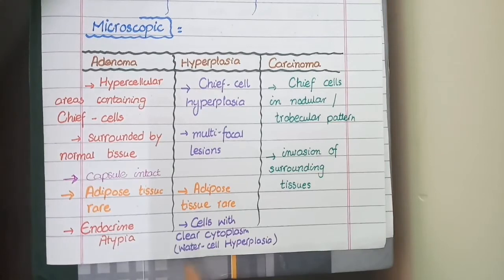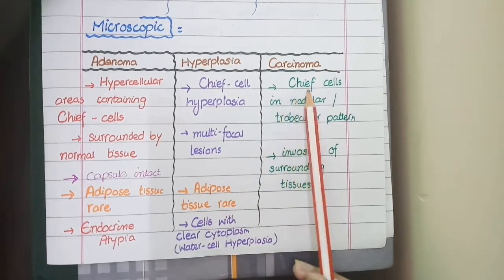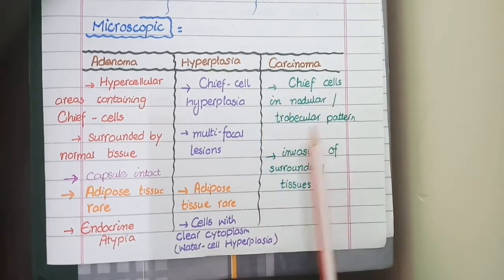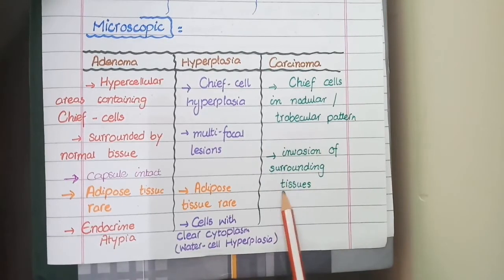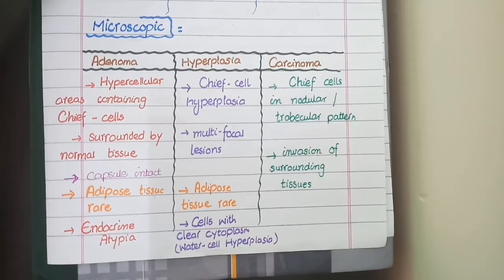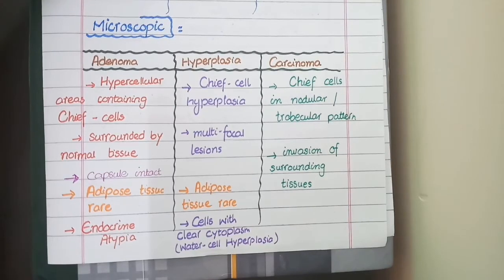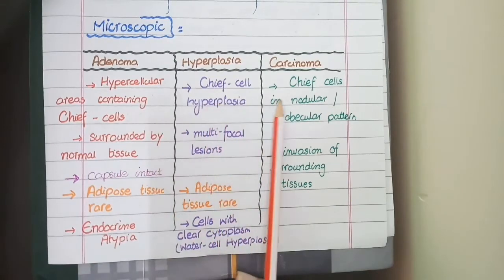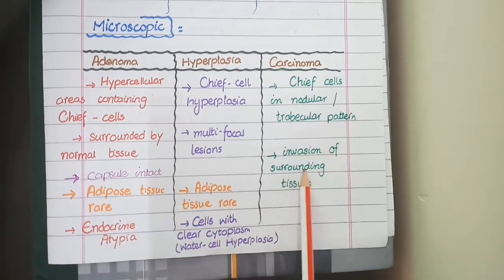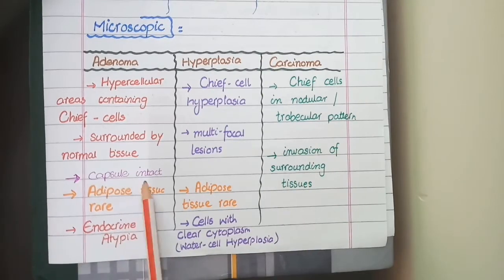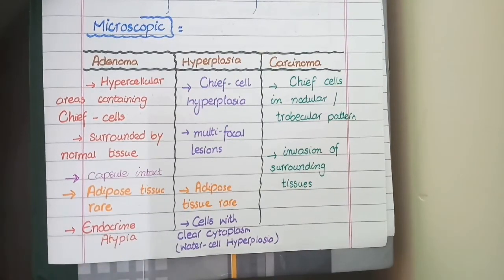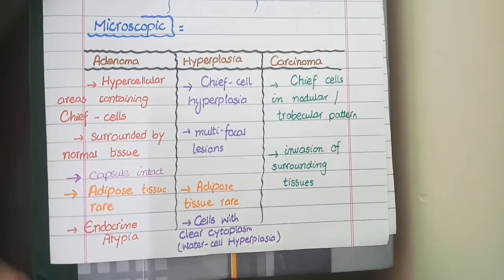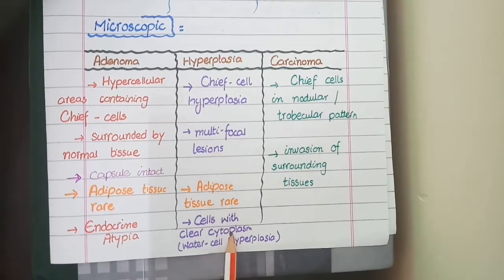Lastly, in parathyroid carcinoma, you see chief cells in a nodular or trabecular pattern, and as this is a cancer, there is invasion of surrounding tissue. So if we sum up the microscopic features of all these three lesions, you can see that all of them have proliferation of chief cells. The main differentiating features are that capsular invasion happens in carcinoma, capsular invasion is absent in adenoma, while in hyperplasia, there are multifocal masses with water clear cell hyperplasia.